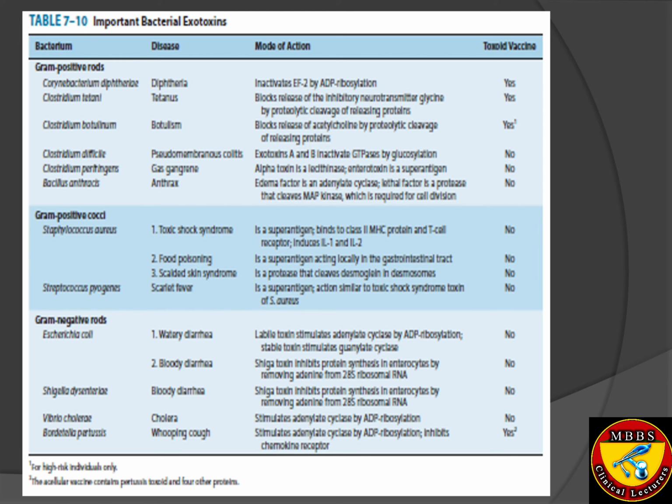Among gram-negatives, we can see E. coli, Shigella, Vibrio, and Bordetella pertussis. These are responsible for secreting exotoxins, which cause major diseases like watery diarrhea, bloody diarrhea, and dysentery in the case of Shigella. It can cause cholera in the case of Vibrio, and it can cause whooping cough, or kali khansi, in the case of Bordetella pertussis. So all these toxins have different modes of action.